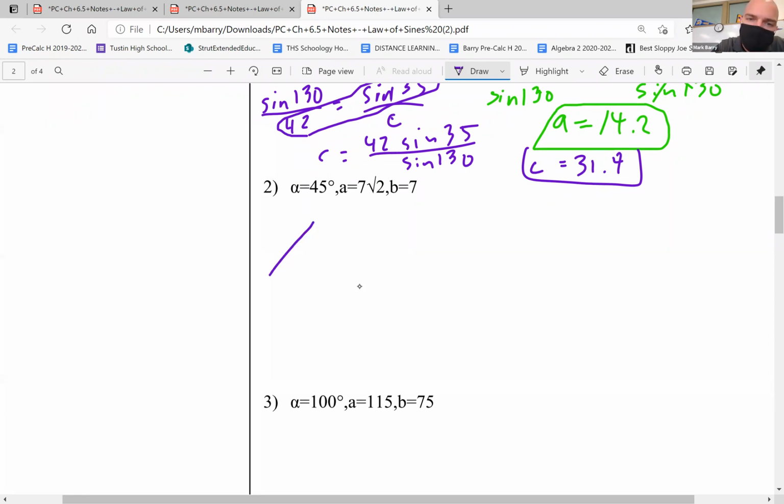All right, so let's draw a triangle again. I have angle alpha is 45 degrees, and then its opposite side is 7 rad 2. We don't know angle bravo, but we know the opposite side is 7. And then angle gamma and side C are both unknown.